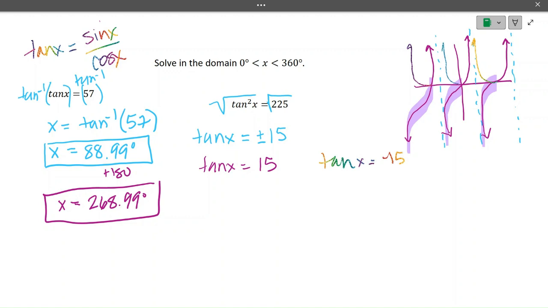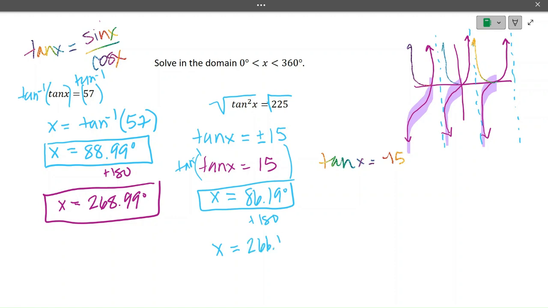Okay, so I'm going to take the inverse tangent of both sides. I'm going to do it like this to save some writing. When I do that, I get x equals, and I'm putting the inverse tangent of 15 in my calculator, and I get 86.19 degrees. So that is one solution. I am going to add 180 degrees to that to get my second solution. That gives me 266.19 degrees.